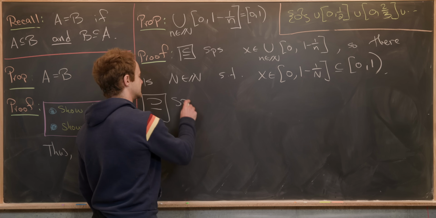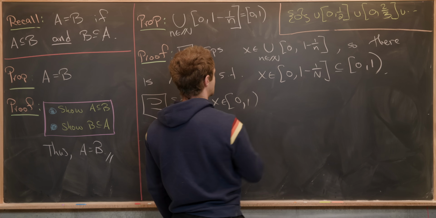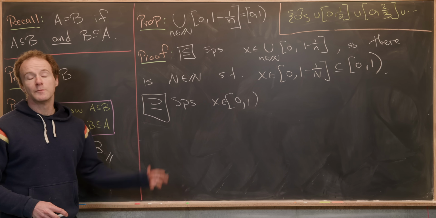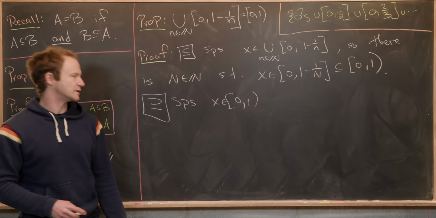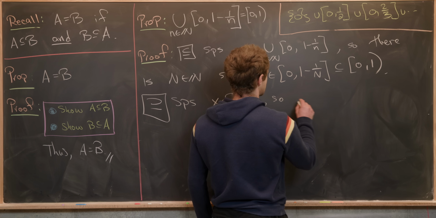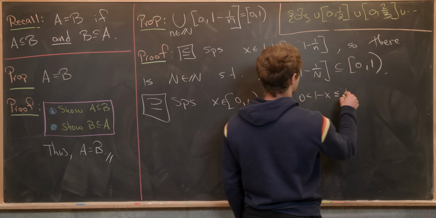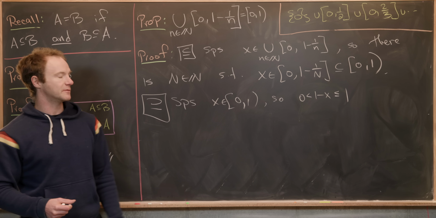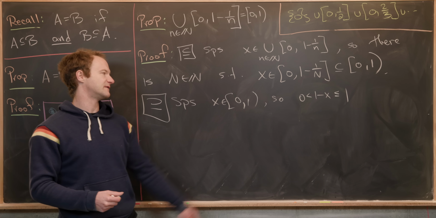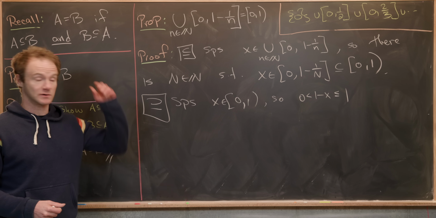So let's go ahead and suppose that x is in the half open interval from 0 to 1. But now we can notice that means that 1 minus x is between 0 and 1. So let's write that down. 1 minus x is strictly bigger than 0 and less than or equal to 1, like that. So it's strictly bigger than 0 because the only way it could be 0 is if x was equal to 1, but we have a half open interval, so that is not possible.